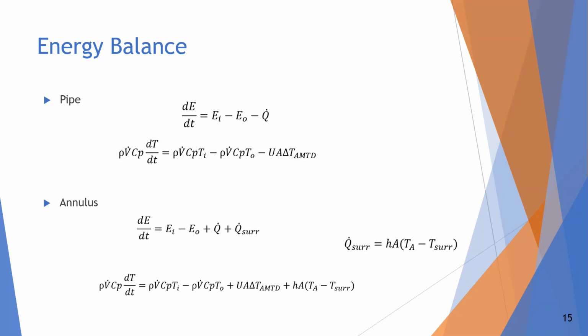With our general energy balance known, we can now calculate for the pipe and the annulus side. On the pipe side, you can see that we are subtracting the Q dot value. This is because heat transfers from the hot to cold side, whereas on the annulus side, we are gaining the Q dot, as well as gaining heat provided from the surrounding. Substituting the Q dot equation, we get the following pipe and annulus equations for energy balance.